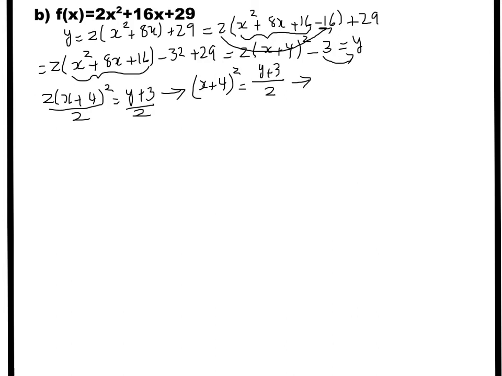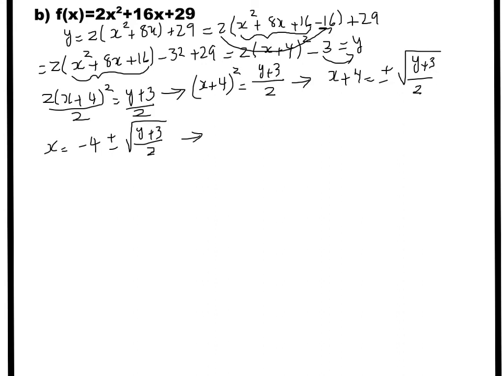Take the square root of both sides, and remember the square root of any number is plus or minus that number. So I get plus or minus square root of y plus 3 over 2. So from here I get x is negative 4 plus or minus square root of y plus 3 over 2. Now to find the inverse, I replace x with f minus 1, and I replace y with x. So this is my inverse function here.